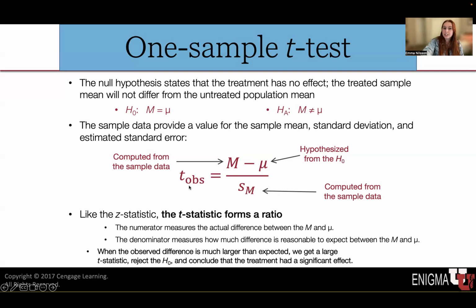And when your observed t-value is much larger than we expected, we get a large t statistic, we reject the null hypothesis, and we conclude that there was a treatment effect. So a lot of this will probably sound very, very familiar because it's a lot of what we did with the z-test.